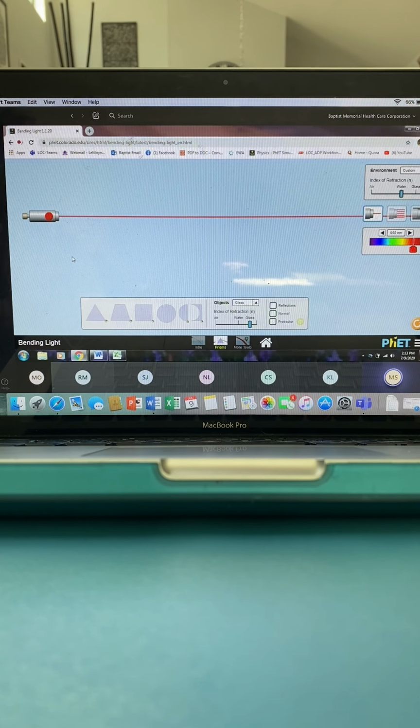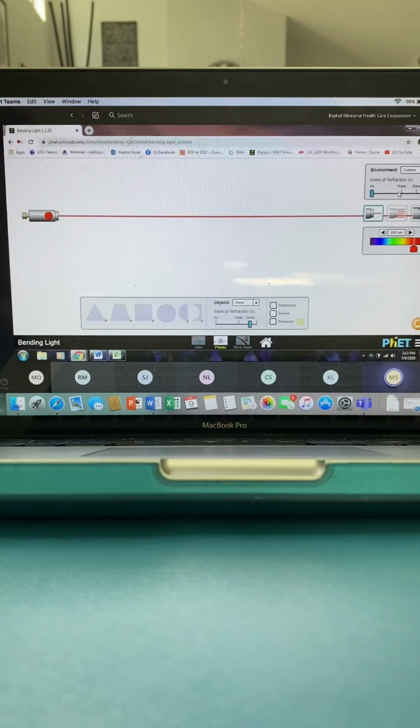So if it is passing or coming in the same medium, look at this, the environment is the air environment. So look at this, light is passing straight. Now if it is water, if it is one medium, all right, same thing.